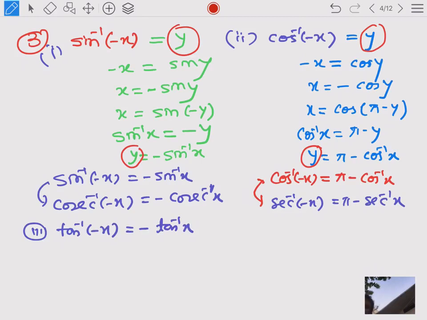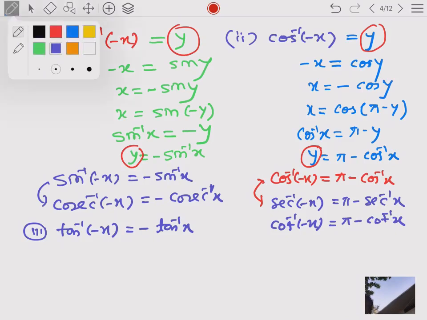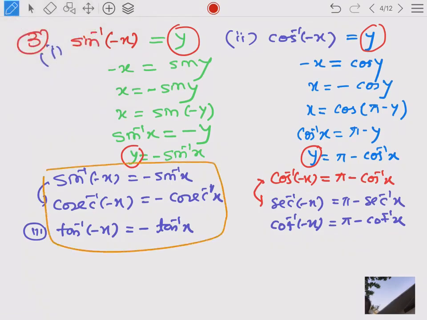Actually it is similar to sine inverse of minus x, because here we assume that x is perpendicular, and when the perpendicular is negative then it is minus. But for cot inverse of minus x it is not so, because here x is the base, and the base is negative, so it will be pi minus cot inverse x. So now students, for these three formulas, sine, cosec and tan, the minus will come outside, and for the other three formulas it will be pi minus.